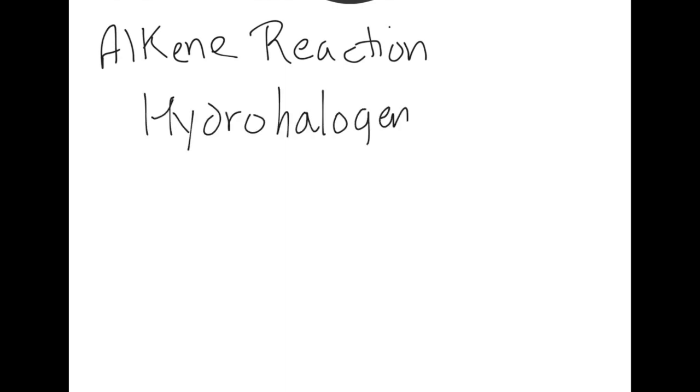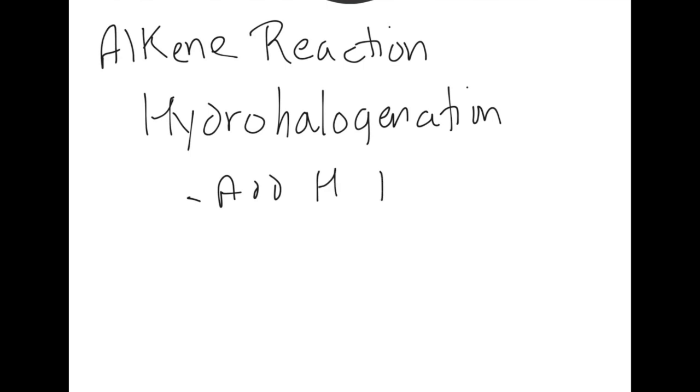So now we're going back to our alkene reactions. We're going to start working through those. We're going to start with that same reaction that we used to model the mechanism for the reaction coordinate diagrams. We're going to start with hydrohalogenation.